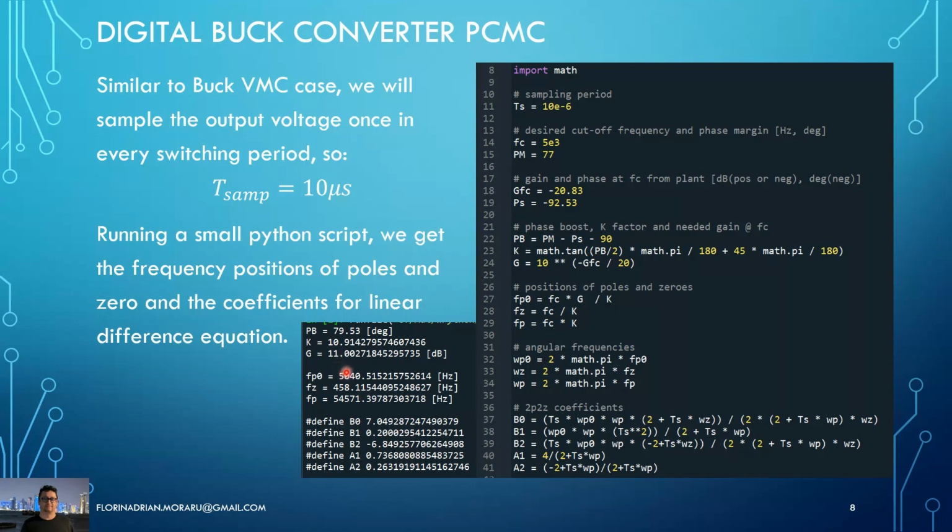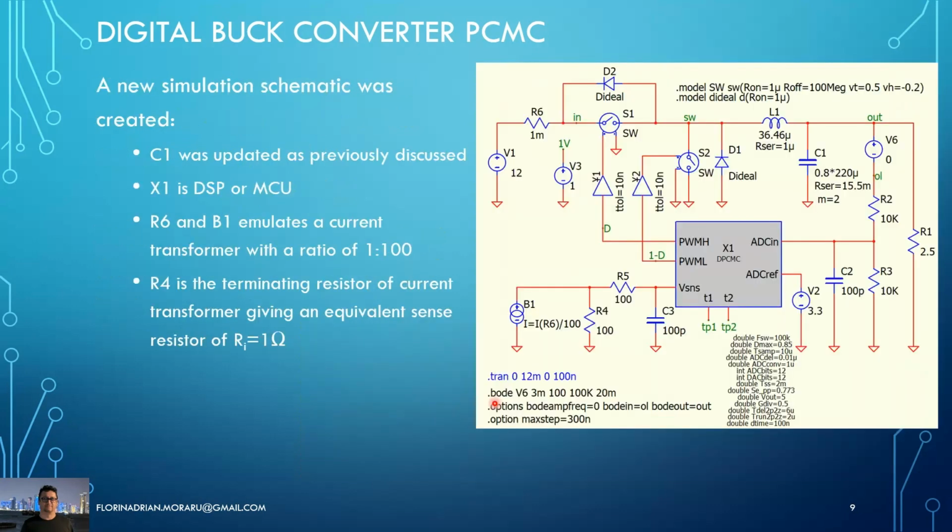So we have close to 80 degrees phase boost. K is like 10.9, and we have about 11 dBs gain at 5 kilohertz that we need to introduce. Those are the positions of the poles and zero, and those are the values of the coefficients.